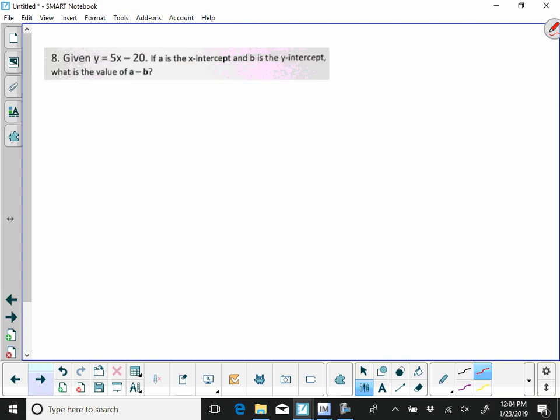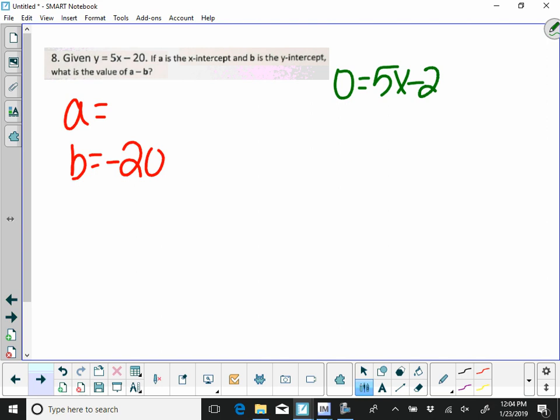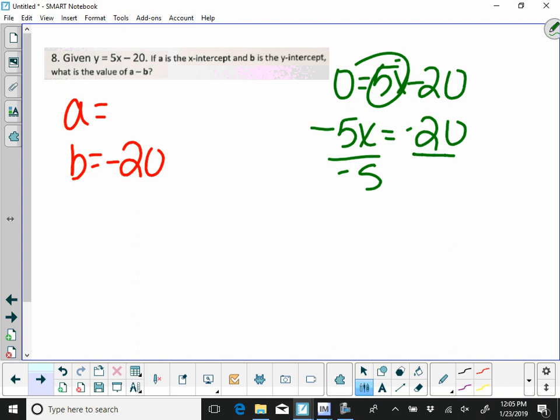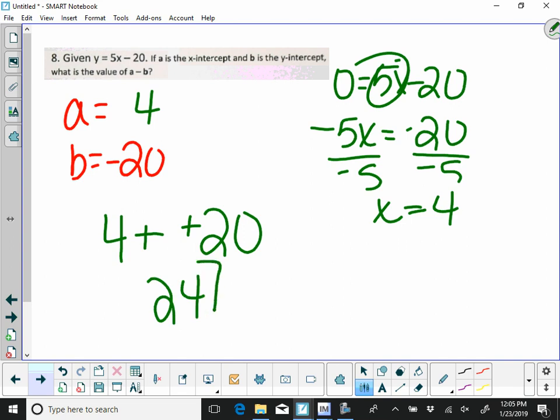All right, number 8 through, I believe, the end of this, 8 through 14, that's kind of the new stuff that we did in our notes today. So looking at this one, you can already tell me that the y-intercept is negative 20. So b is the y-intercept. So b is negative 20. And a is the x-intercept. Remember, to get the x-intercept, you plug in 0 for y. So the x-intercept was going to be 4. And they wanted to know what is a minus b. So 4 minus negative 20 is going to give me an answer of 24.